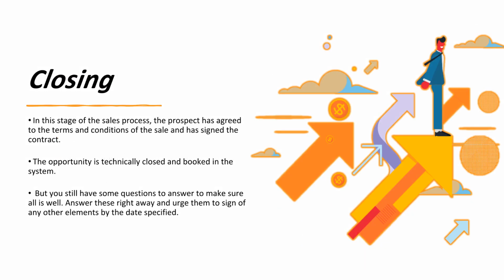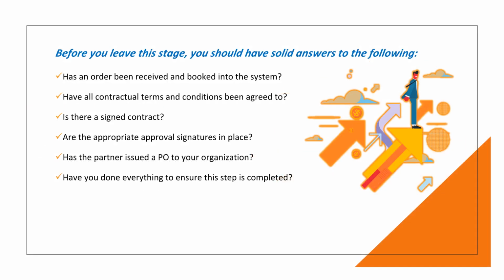Closing. In this stage of the sales process, the prospect has agreed to the terms and conditions of the sale and has signed the contract. The opportunity is technically closed and booked in the system, but you still have some questions to answer to make sure all is well. Answer these right away and urge them to sign any other elements by the date specified. Before you leave this stage, you must have solid answers to the following.